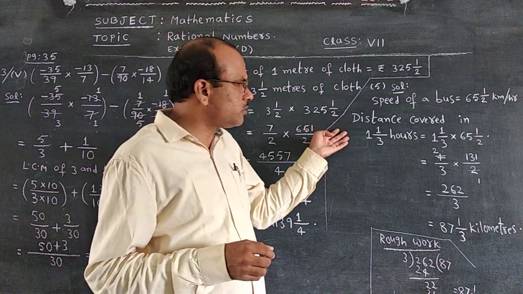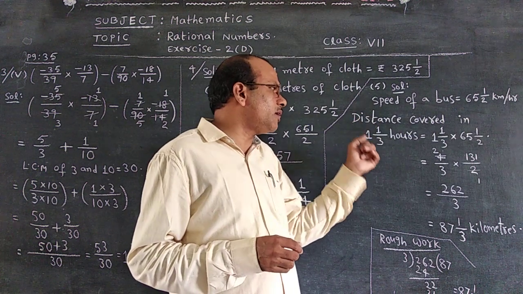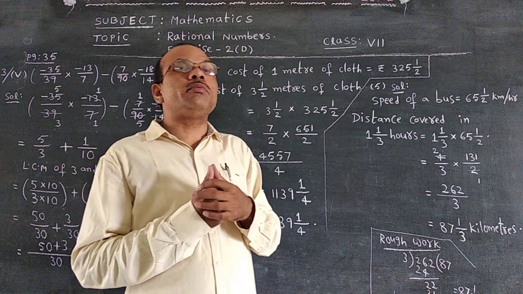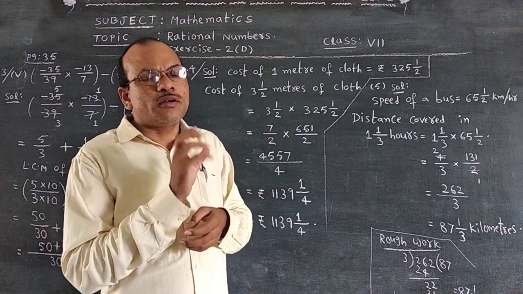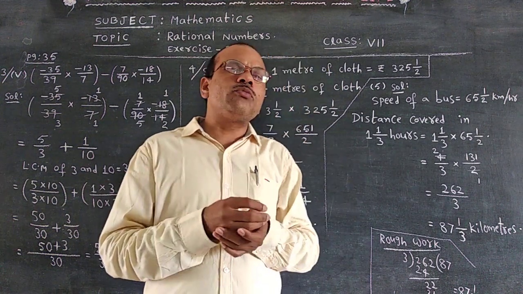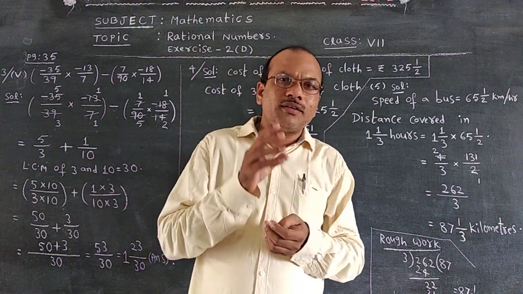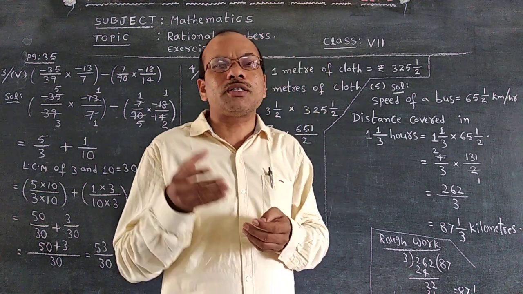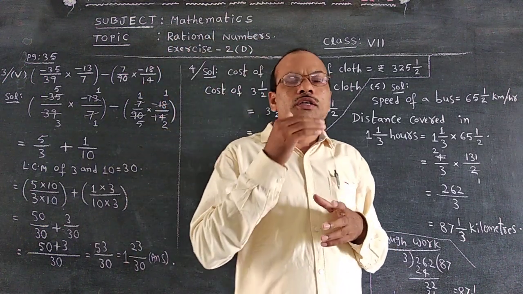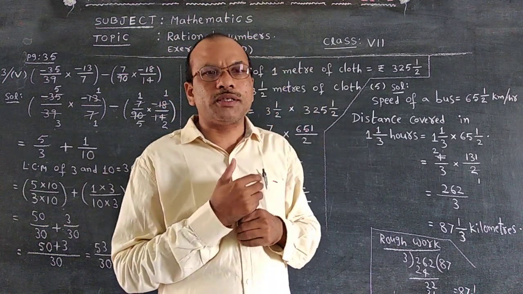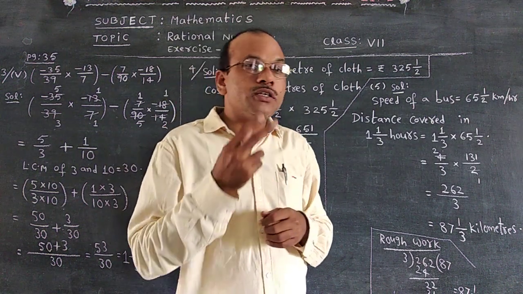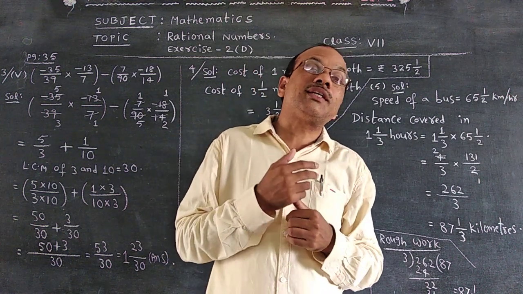Then what did he ask? Find the distance covered by the same bus in 1/3 hours of time. Suppose a car or a bus is there for us. In 1 hour of time it can move, suppose, 40 kilometers. That means in 1 hour, if you sit in the bus and it is moving on the road with some speed, it can cover 40 kilometers of distance. In 2 hours how much distance will it cover?